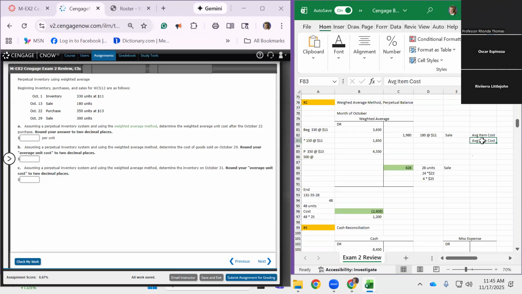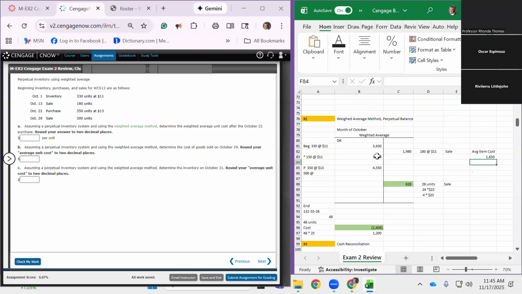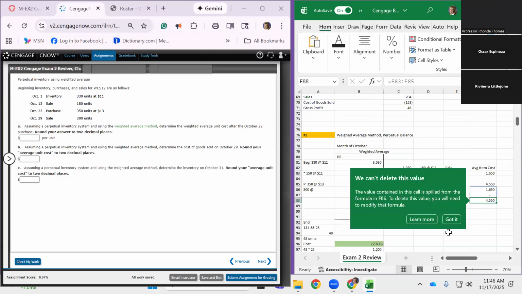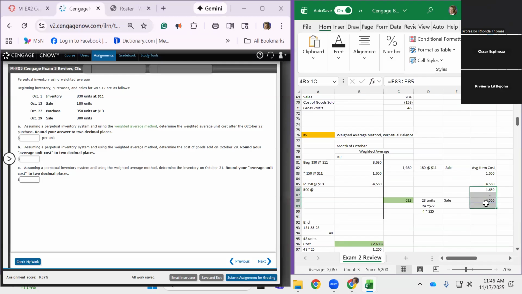So let me bring this over here. So this is going to equal this amount right here. Yep. And then we need the amount from the purchase. We're going to add those two numbers together. Okay. And there's going to be your total. Got it. Okay. So the total. Nope, that's not what we want. Just a minute. It's not working the way I want it here. Hold on.